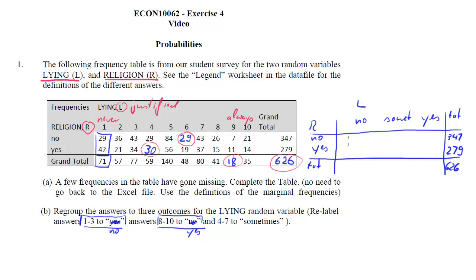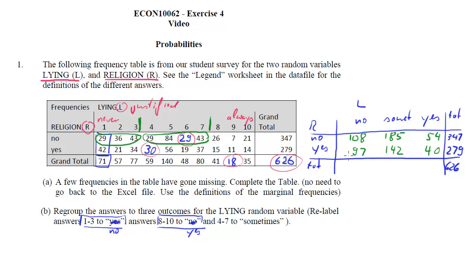So let's think about that first one, no lying and no religion. Now, no lying, that corresponds to 1, 2 and 3. Okay, so here are our boundaries. So basically we need to add up all these numbers. So what do we get here? 50, 90, 105, 108. And next we can add up all these numbers. And what we get is the next number. And I will just complete the table.